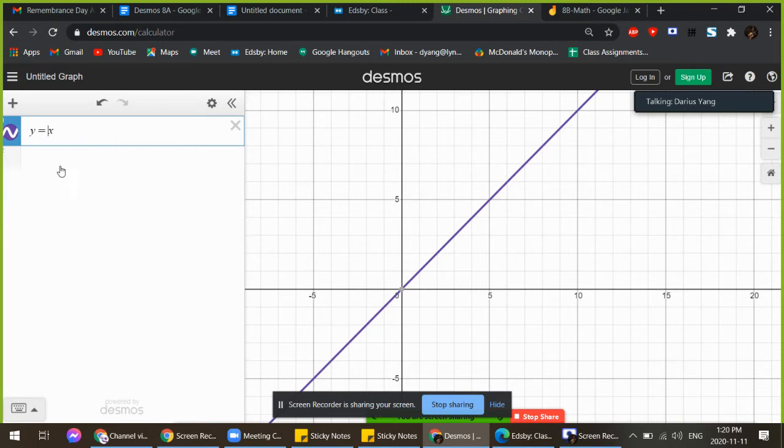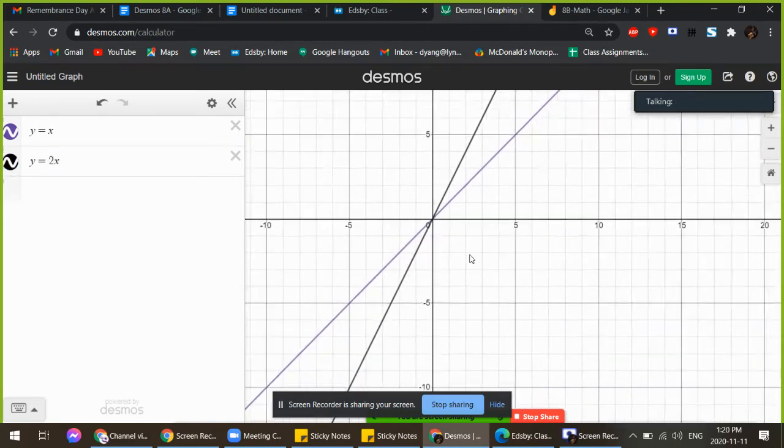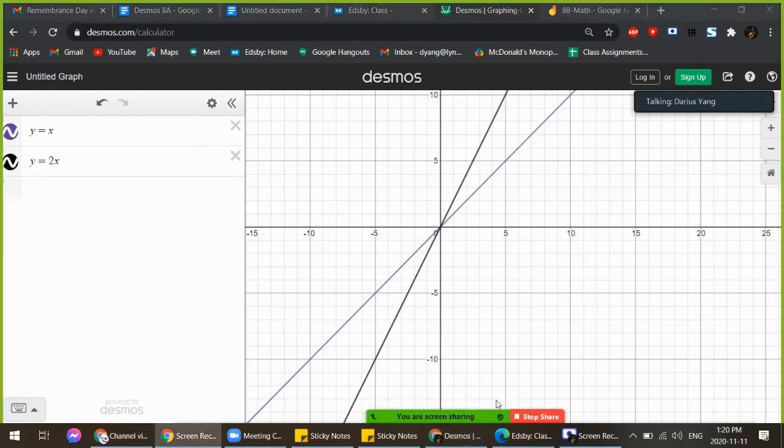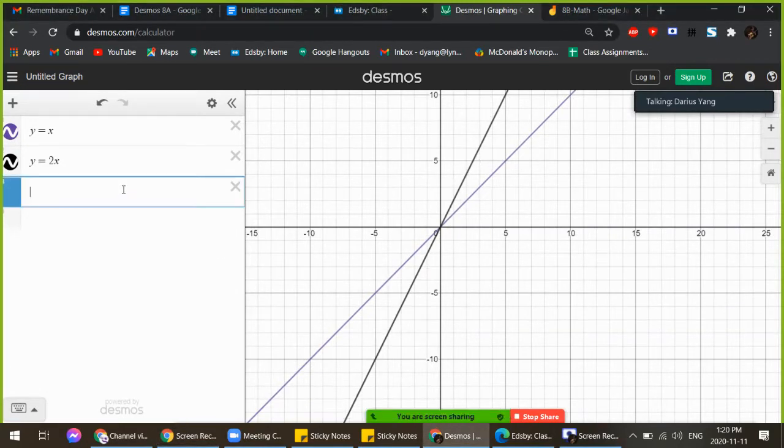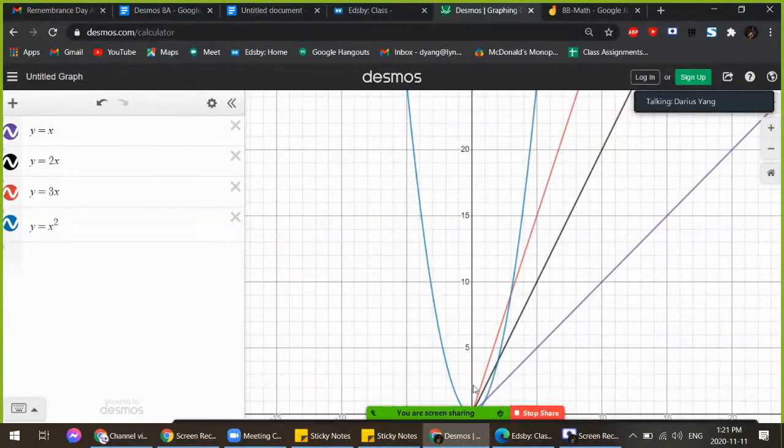If we graph, you can click on the second space here and graph another line, which is y equals 2x. What do you see? The black line is a little bit steeper, right? And if you graph y equals 3x, it's going to be even steeper than that. By the way, in the future you can use this to graph your parabola, x squared like this, and then you have a parabola.